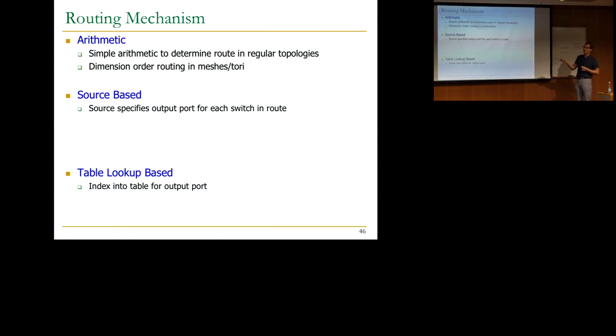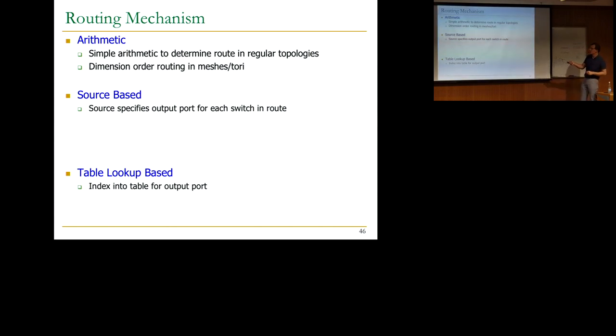And you can use simple arithmetic to determine the route in regular topology. If your topology is regular, you can designate each node by an x-coordinate and y-coordinate and maybe a z-coordinate also, right? And you use simple arithmetic to determine where to go next. It's called dimension order routing in meshes or tori, which we'll take a look at. You basically go through the x-axis first and then the y-axis next. It's called xy routing also. But you could also do yx routing.